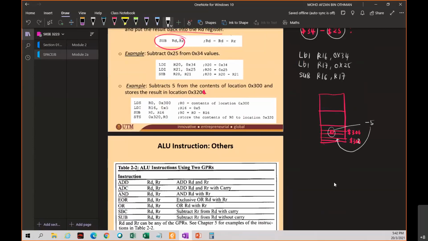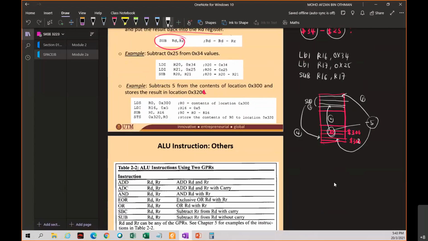Okay, first 5 ni dah ada ke belum? That's why LDI lah. Okay, this is the second step, masukkan dia dalam register, and then after that barulah kamu boleh buat subtract. Okay, in which the subtract is from register to another register.